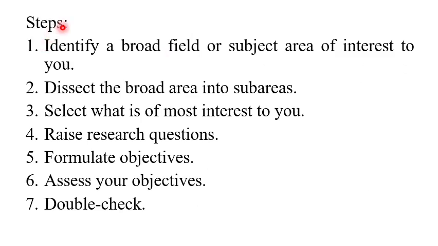Steps involved in formulating a research problem. One, identify a broad field or subject area of interest to you. Two, dissect the broad area into sub-areas. Three, select what is of most interest to you. Four, raise research questions. Five, formulate objectives. Six, assess your objectives. And then seven, double check.